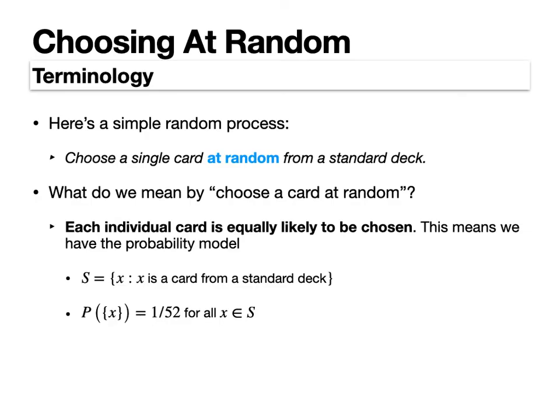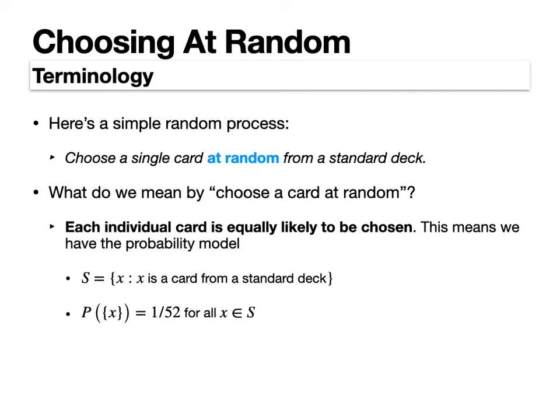Consider this random process. Choose a single card at random from a standard deck. So what do we mean by choose a card at random? Well, it means something specific in the lingo of probability. When you say choose something at random, it means generally not just choose it according to some probability distribution, but rather choose it in the most random way possible.